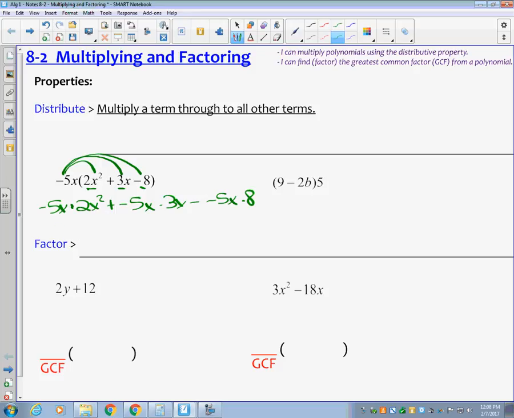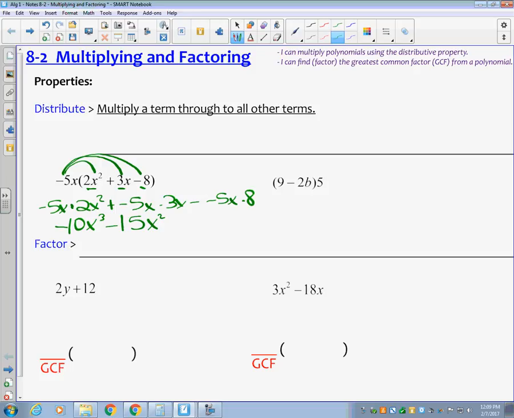Negative 5 times 2 is negative 10. X times x squared is x to the third. Remember, we did that in exponent rules. When we multiply the x at the same base, the exponents add together. So squared and a 1 power gives us a 3 power. Negative 5 and positive 3, when we multiply them together, give us a negative 15. X times x is x squared.